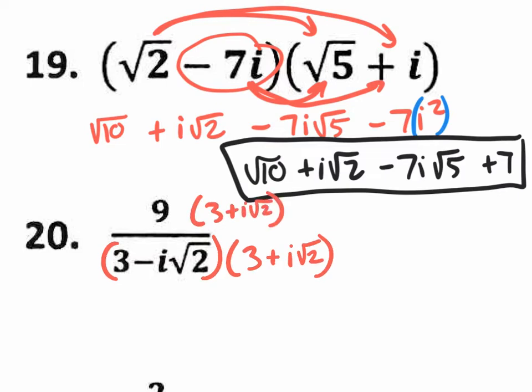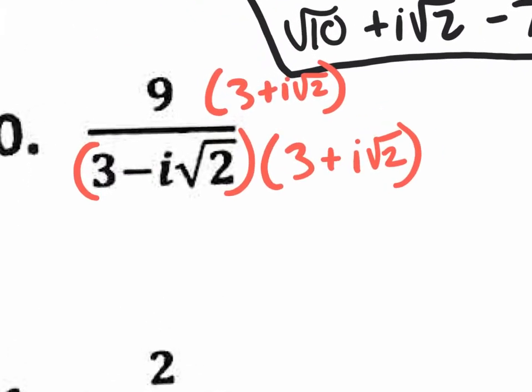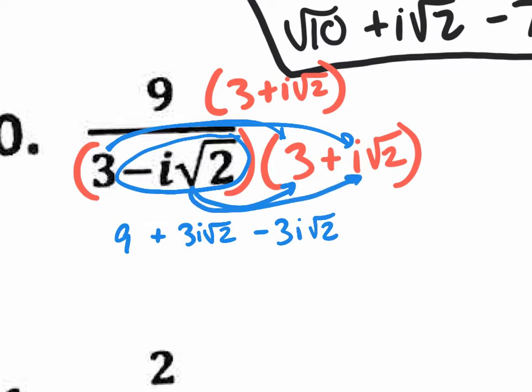So let's begin. This is like 3 problems here. Let's begin with the bottom. Let's distribute. We have 3 times 3, that's 9. We have 3 times i square root of 2. You're just going to put plus 3i square root of 2. And then we're going to distribute negative i square root of 2 times 3. Negative times a positive is a negative. You're going to put the 3 first, then the i, then the square root of 2. And then negative i square root of 2 times positive i square root of 2.